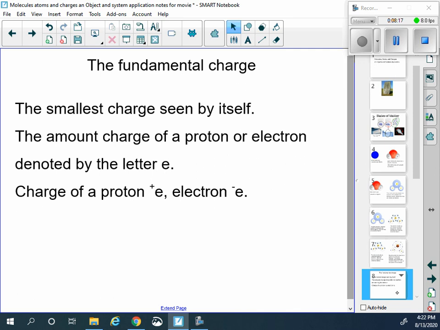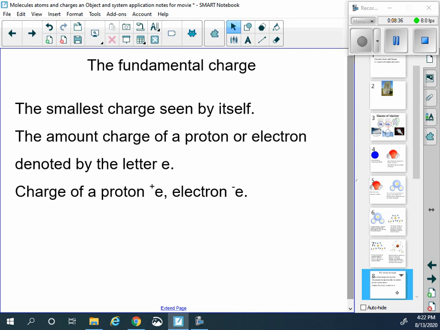That is often called the fundamental charge. This is the smallest charge that we've ever seen by itself. We're not saying it's the smallest charge possible, it's just the smallest charge we've been able to observe. And so that's the charge of a single proton or electron.